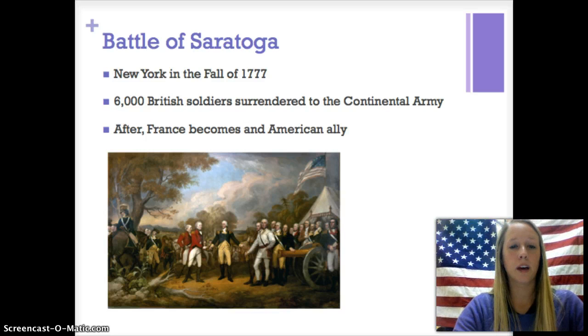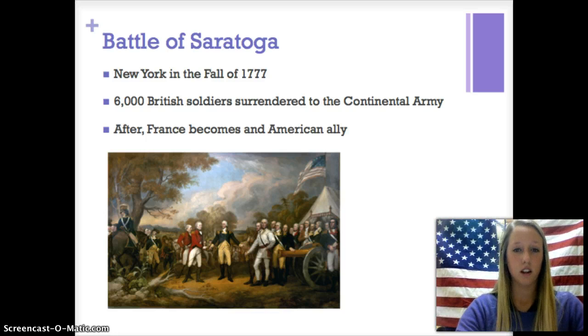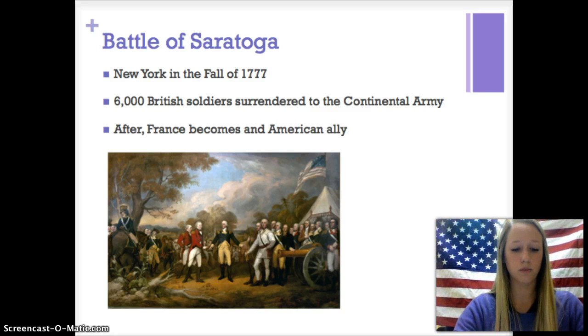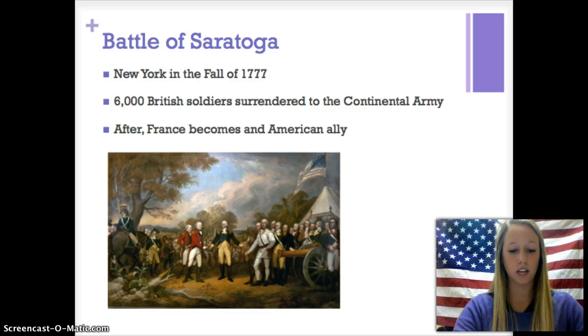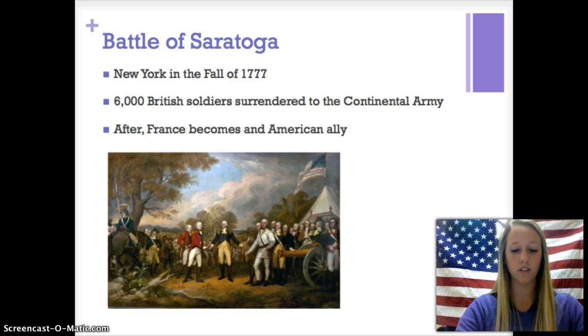The next battle is the Battle of Saratoga, which was in New York in the fall of 1777. The American army was positioned between Burgoyne's, of Britain's, army. The troops crashed together south of Saratoga, and the British army was broken. Up to 86% of Burgoyne's command was captured. 6,000 British soldiers surrendered to the Continental Army in New York. This victory gave new life to the American cause. After this battle, France gained much confidence in America and joined as an American ally against the British.